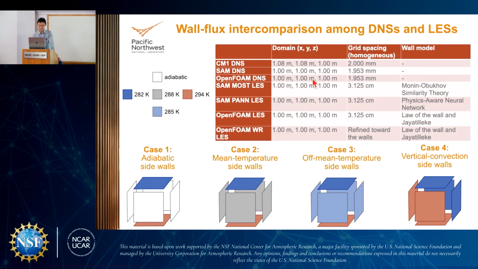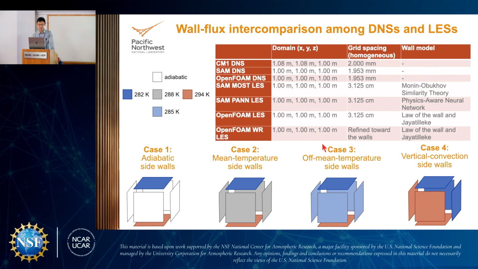And we used 7 models for 4 different cases. We used 3 DNS: CM1 DNS, SAM DNS, and OpenFOAM DNS. And for LES, we use SAM LES with MOST wall model, SAM LES with the physics-aware neural network wall model, and OpenFOAM LES with wall-refined grid, where the grid is refined near the walls.